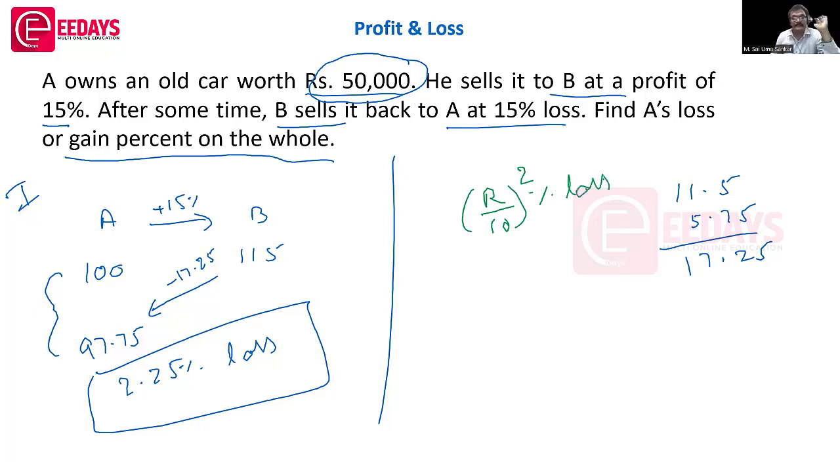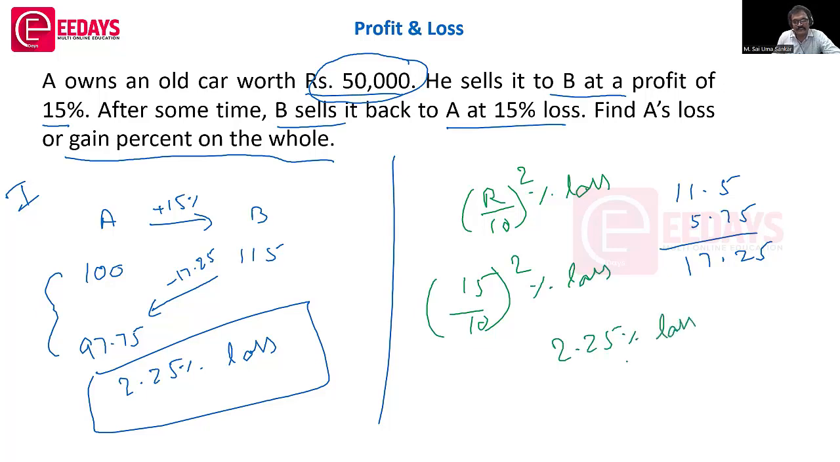I already explained this in percentages. Okay, so (15 by 10) whole square percent loss. So that is equal to 2.25% loss, which is the answer.